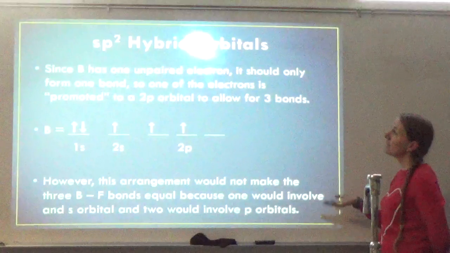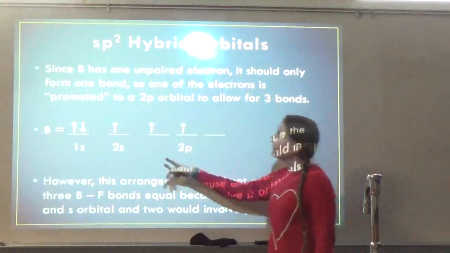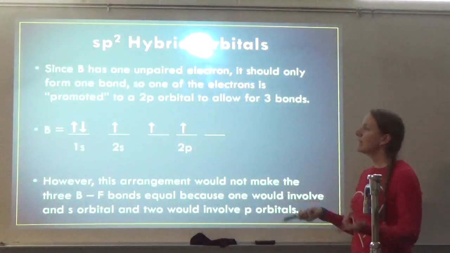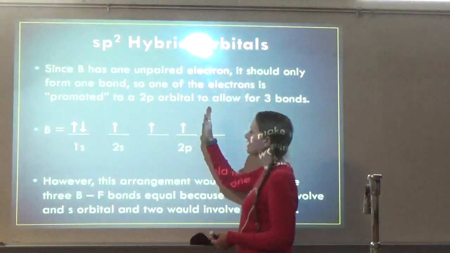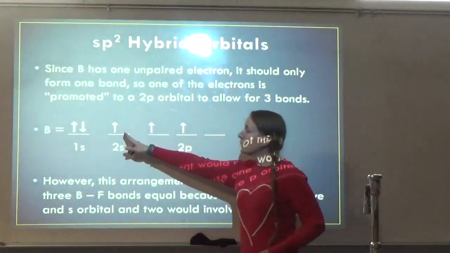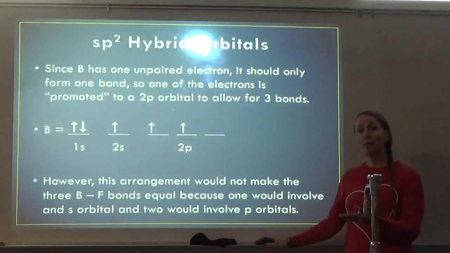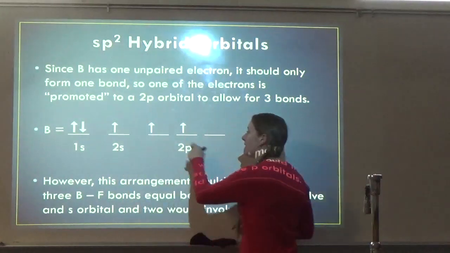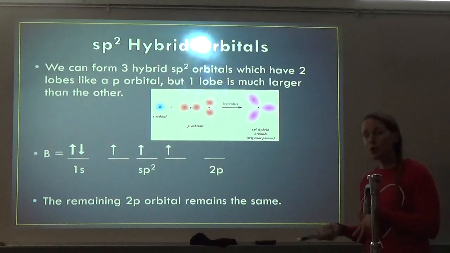So since boron has one unpaired electron, it should only form one bond. So one of the electrons from 2s is again promoted to 2p to allow for three bonds. So see, now we have the opportunity to do one bond, two bonds, three bonds. But this would not make the bonds equal, because of course one would be made by an s orbital and two would be made by p orbitals. So that's where the hybridization comes from. Now this hybridization will be different because we're using one s and two p, so we call that sp2 hybridization.